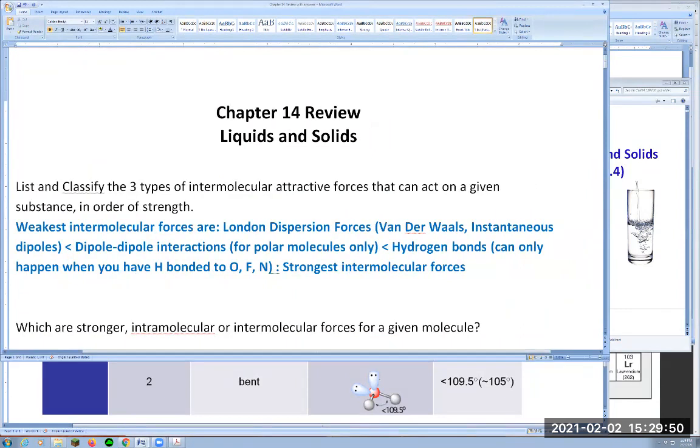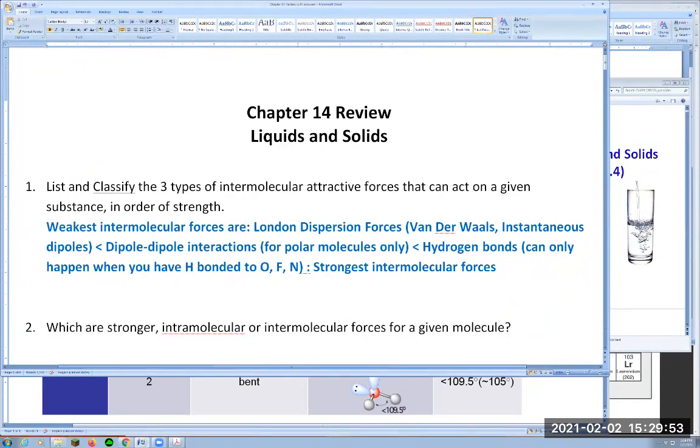So, which are stronger, intramolecular forces or intermolecular forces? Please read this carefully. This is intra, and there it's inter, which is two different things. Intramolecular forces are bonds, you know, ionic bonds, covalent bonds, and intermolecular forces are what I listed above. So for a given molecule, which are stronger, the intramolecular forces or the intermolecular forces?